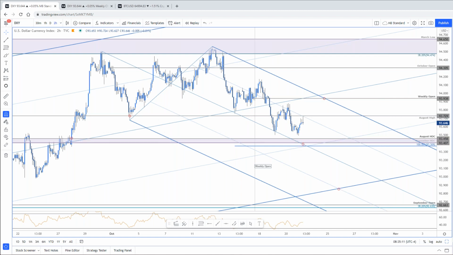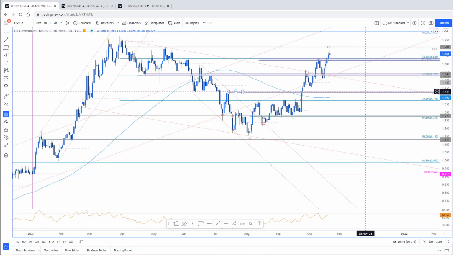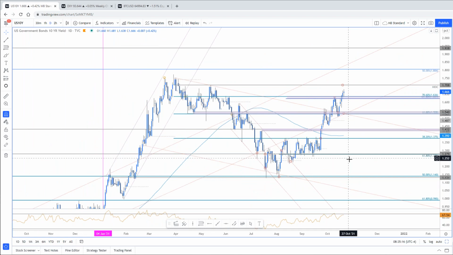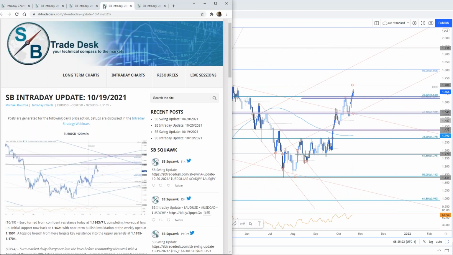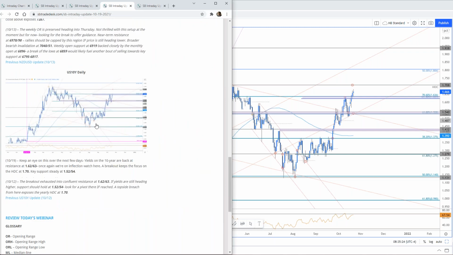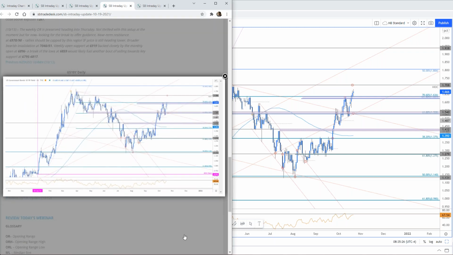I'm just going to go out of order here and show you the 10-year yield. This is something important today. I've been showing you this chart for quite some time. The update on the 10-year was back here, I believe. Yes. Okay. Here's what we looked at back on the 19th.